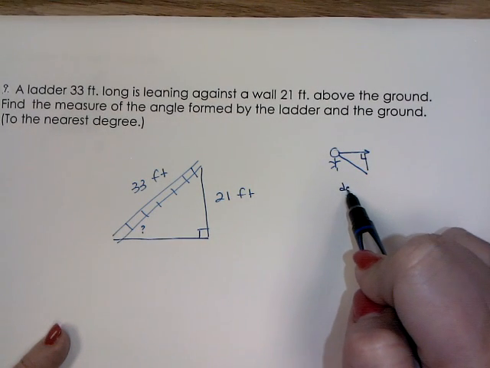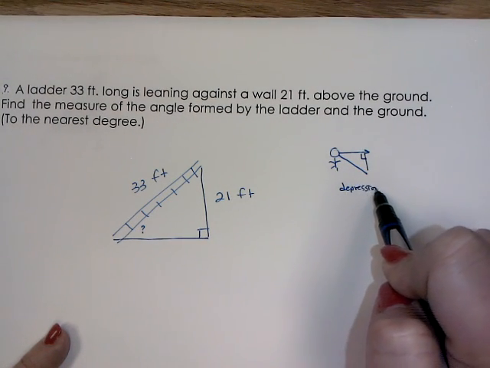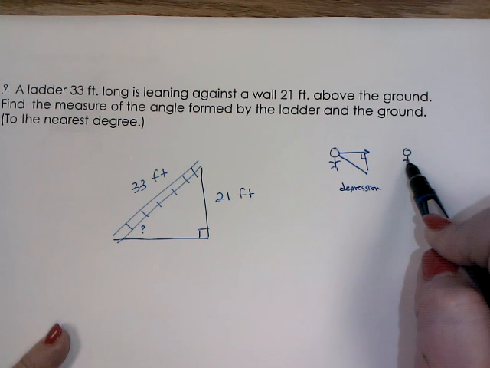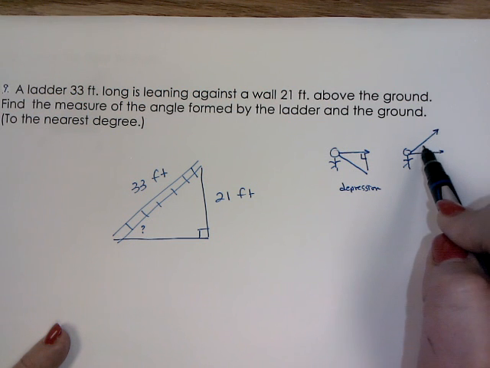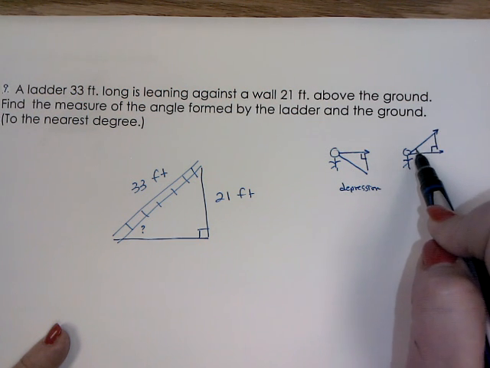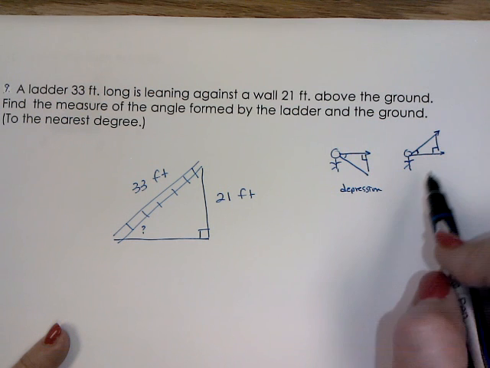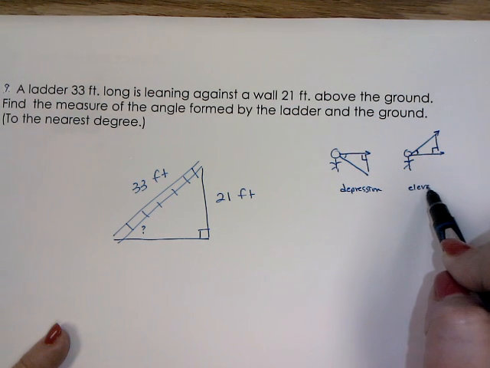That's the angle of depression. The angle of elevation, if you remember, says that I'm looking straight out, and now I'm looking up at something in the sky, and therefore it's my right angle, and it's this angle right here. It's the angle of elevation.